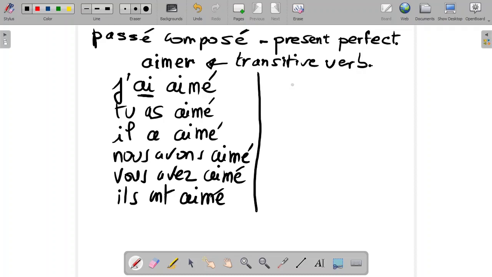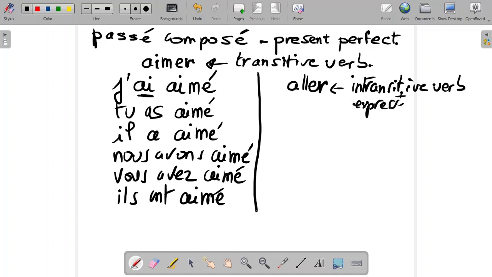Let's look at another one that's gonna use être as the auxiliary. For instance, aller, to go. And why? Because it's an intransitive verb. If you already know what's a transitive and an intransitive verb, bravo. But I will explain that next, very soon. So it's an intransitive verb that shows movement, that expresses movement, change of location. So okay.